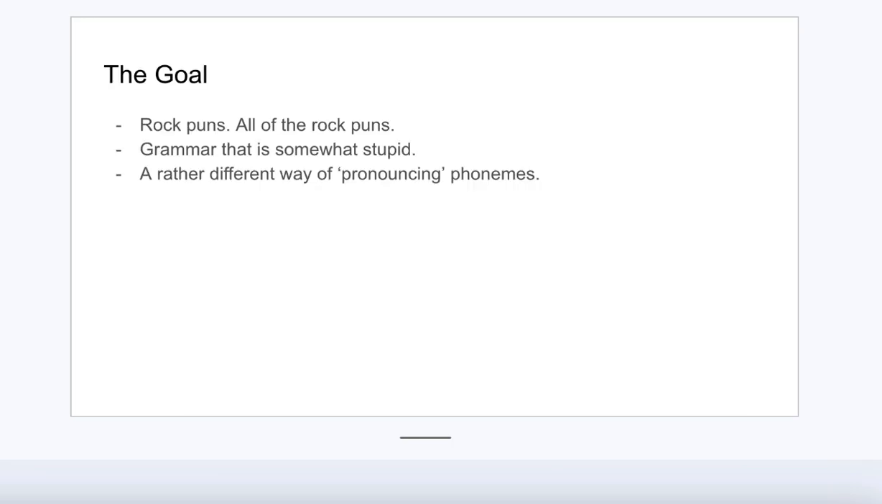The goal of this is rock buns, all of the rock buns. And when I mean all of them, I mean most of them. You'll see what I mean. Grammar that is somewhat stupid, but not as stupid as English. I mean, English is silly, but then again, English is a hodgepodge of Old English and Old French, among other things, so who can blame it? Well, I can. And a rather different way of pronouncing phonemes. By rather different, you'll definitely see what I mean. It's in the phonology.